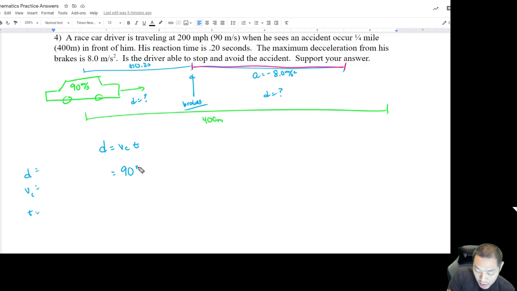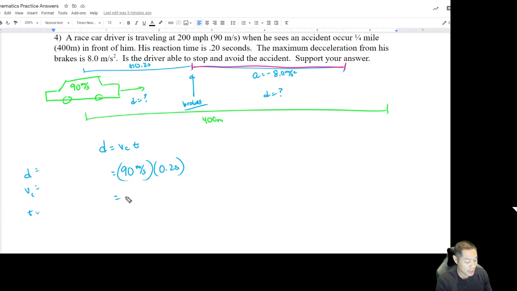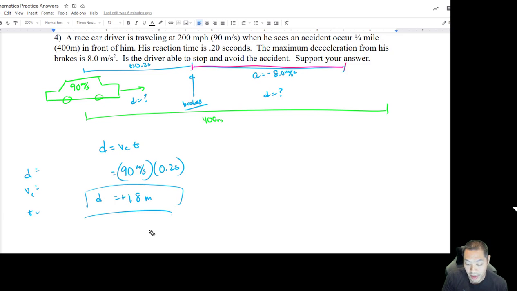So here you have 90 meters per second times the time, which is the person's reaction time. And you just multiply it. So the time for that person to even push down on the brakes was 18 meters. So it took 18 meters just to start slowing down.